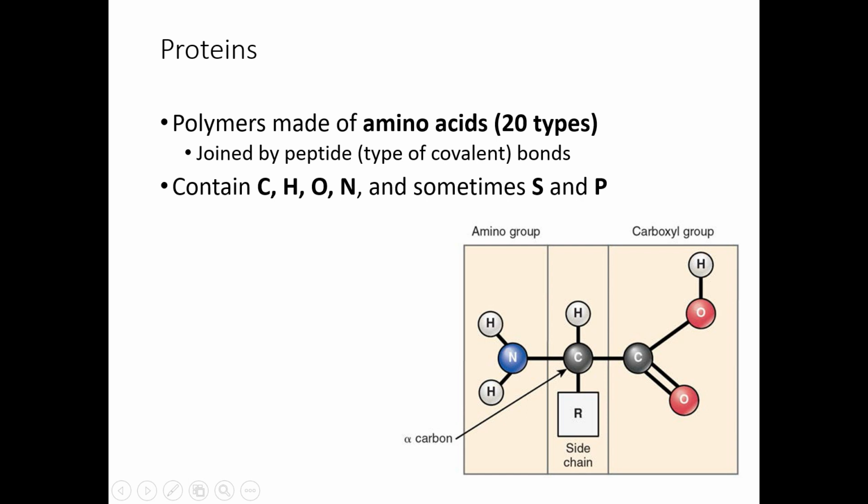So those three, carboxyl group, carbon, and amino group, are common for absolutely all of the amino acids, and we have 20 types of them. Their side chains can vary.